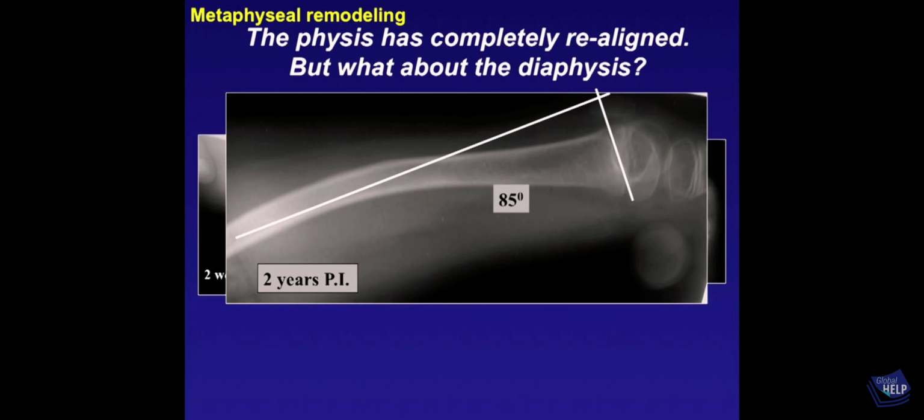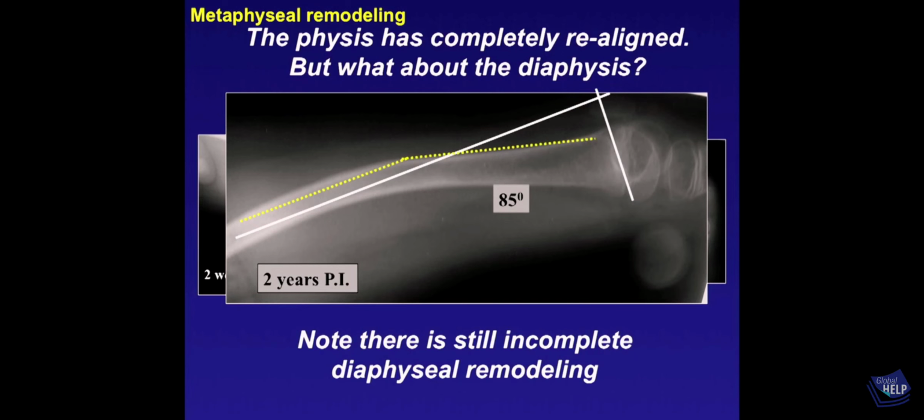But what about the diaphysis? Is it fully remodeled? No, sir. Why is that? It's a less potential to remodel. That's right, exactly right. Yeah, there's still incomplete diaphyseal remodeling, and the reason is it's slower, it has less tendency to remodel. Remember, 75% is in the physis and only 25% there.